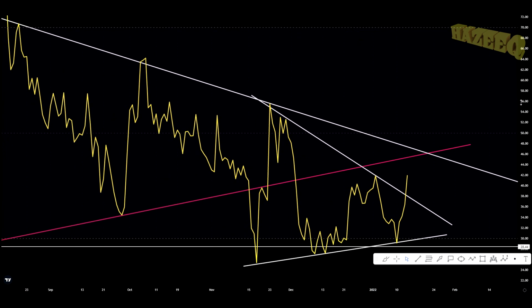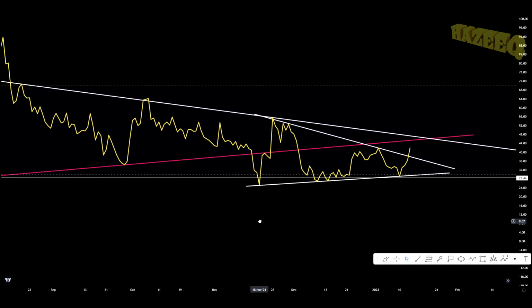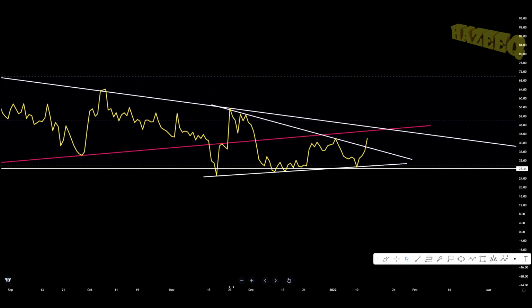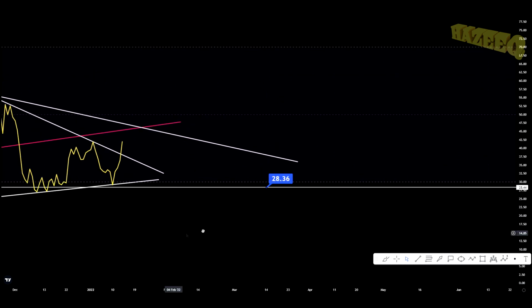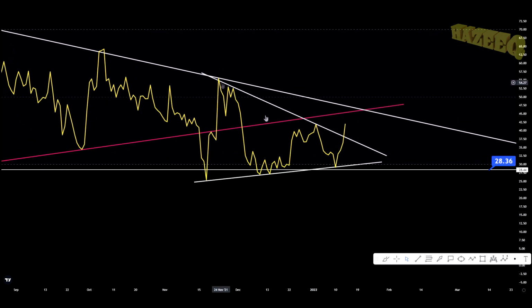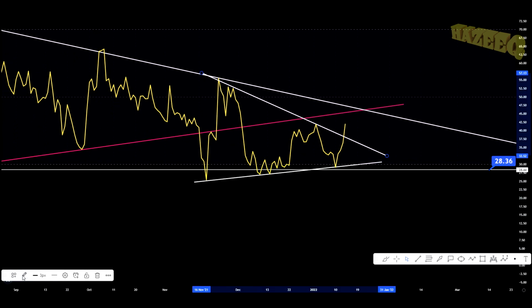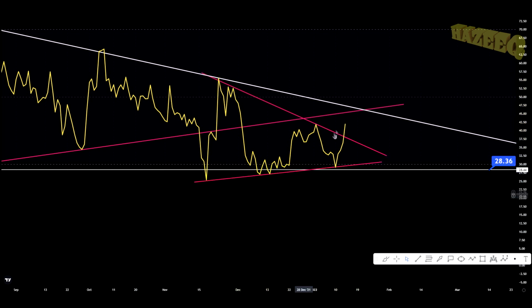And now taking a look at the daily RSI, I cleaned up the chart a little bit so that it's not as distracting and a lot more simpler to understand. So we had this, let me just change the color so it's a lot easier to explain. So we have this pink symmetrical triangle over here on the RSI, and we're breaking out of it right now.